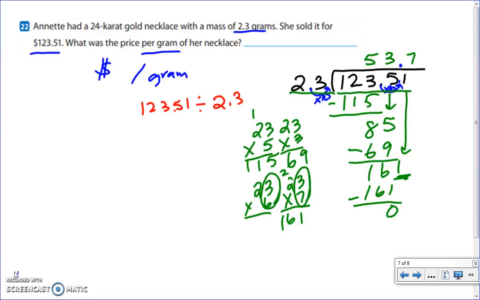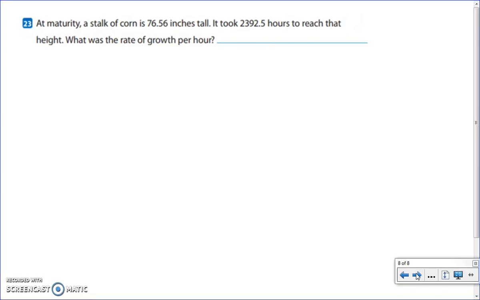So I think that each gram was worth $53.70. We did not write a 0 here, but when we talk about currency, we usually write it with the 0. So $53.70 per gram. At maturity, a stalk of corn is 76 56/100 inches tall.